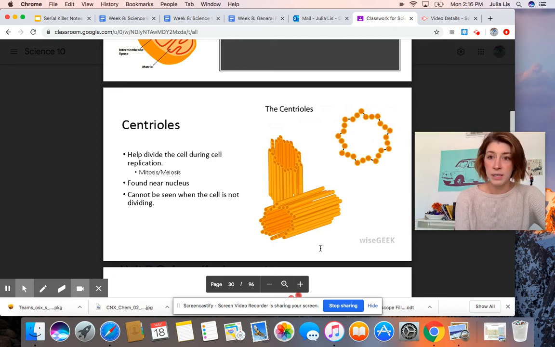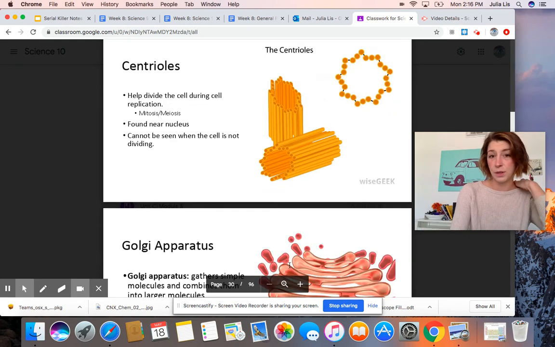If you had a real life image of a cell dividing or just about to divide, then you would see those centrioles there, and they help kind of move the DNA and split the cell. So they are very important.